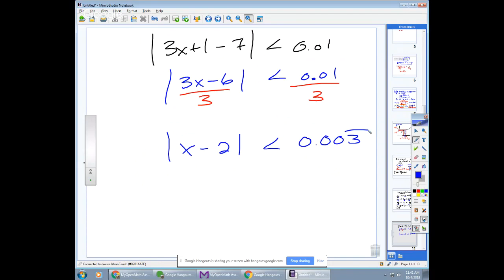Why did I do it the other way? Well, I did it the other way just to remind you of what an absolute value inequality means. It means you're looking on each side of some distance, and that exemplifies that. Okay.